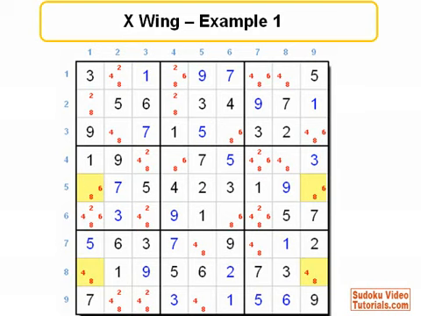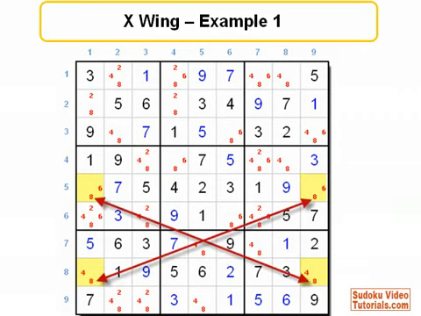Now the X-Wing rule suggests that we'll have an 8 in this cell and this cell, or in this cell and this cell. Notice how these two diagonal lines form an X, and that's why we call this technique X-Wing.